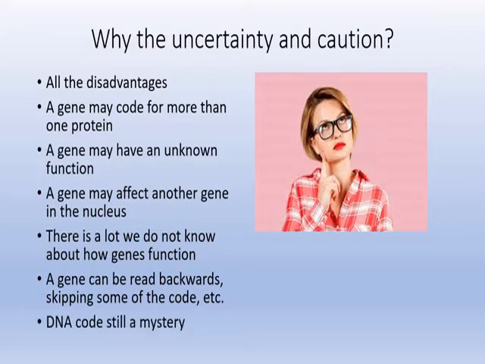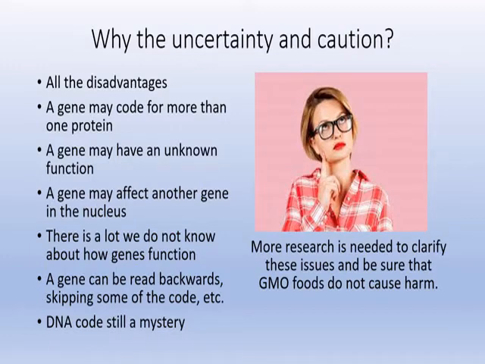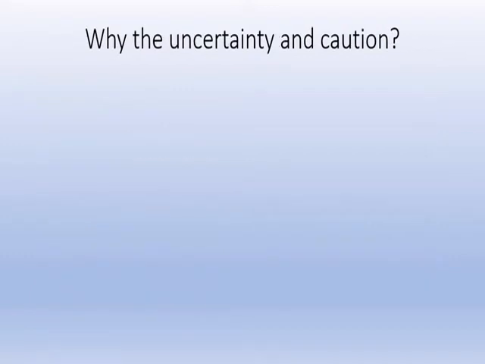DNA code is still a mystery. Maybe in 10, 15, 20 years from now, we may know more about these and we can make GMO crops that are safe. Currently, there's a lot of uncertainty, and therefore, caution. We need more research to clarify these issues.